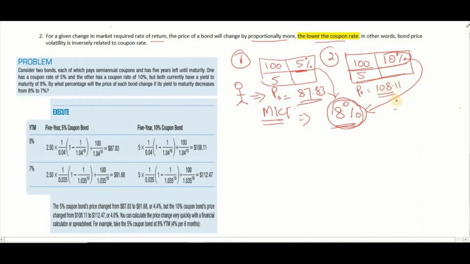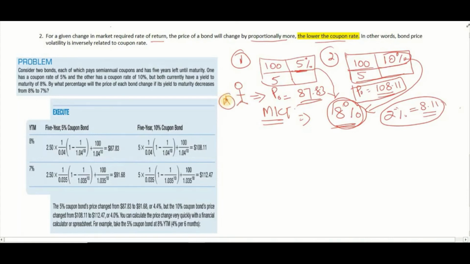I would be willing to pay 108.11. So it means that for this extra 2%, this bond is actually giving me extra 2%, right? So this is equal to 8.11, right? So that's why I would be happy to pay 108.11. So this is the current situation.